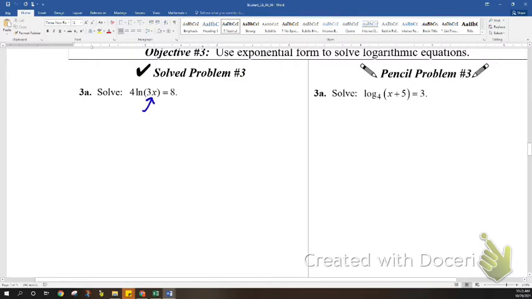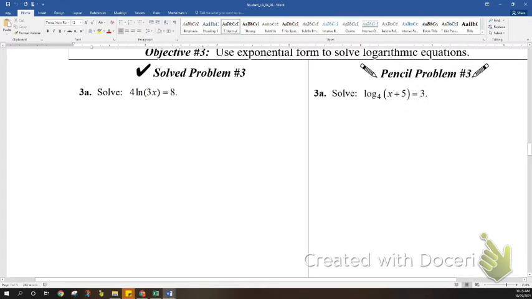I have to make sure that when I plug it back in and multiply it by 3, it's not negative, okay? Doesn't mean my x can't be a negative number. It means when I plug it back in to whatever we're taking the logs of, it cannot be negative there, okay? And it cannot be 0 either.